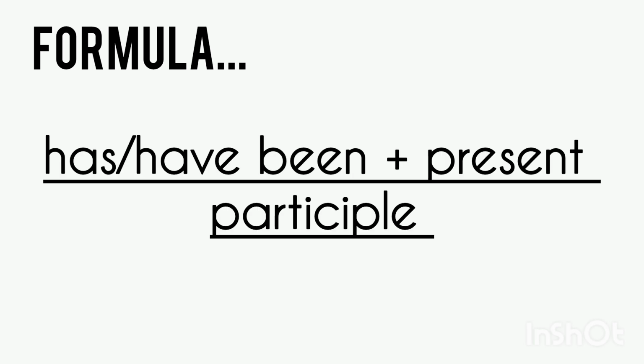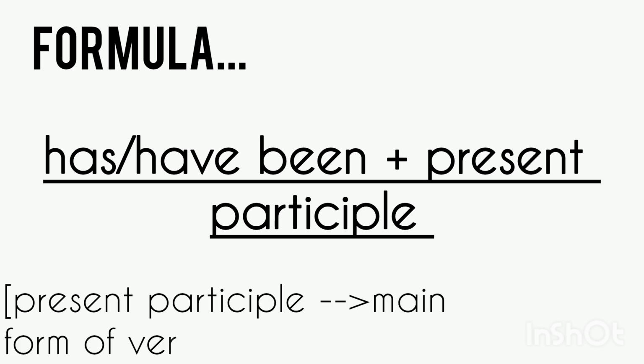Now let's check the formula of present perfect continuous tense. Has or have been plus present participle. Friends, present participle means the main form of the verb plus ing.